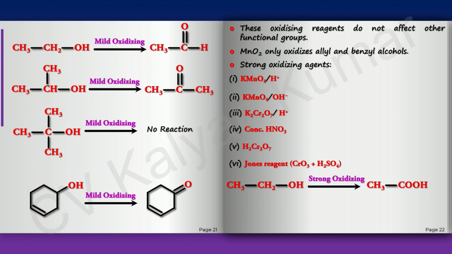But remember, if the medium is alkaline, you won't get an acid, you'll get an acid ion. So make sure you know what the medium is and make the product accordingly. The secondary ones will become ketone. Ketones can't be further oxidized easily. But if you really want to oxidize ketones, you have to use vigorous conditions, then it will become a mixture of carboxylic acids.